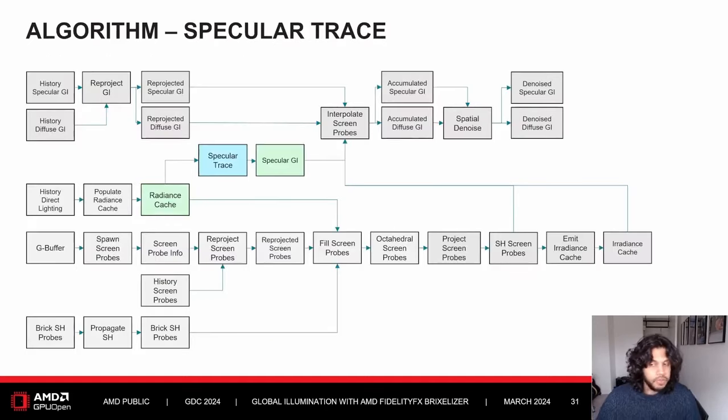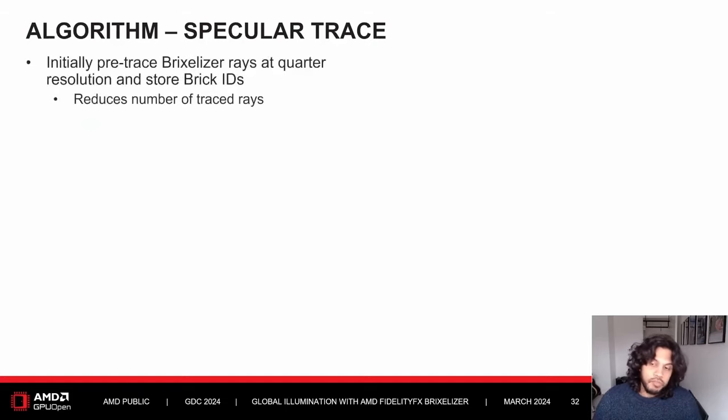Okay, now in this next pass, we are dealing with the specular GI side of things. We start off by tracing rays at quarter resolution and store the brick IDs at the hit points. Since the granularity of the radiance cache is at the brick level, the low resolution trace doesn't really affect quality and greatly reduces the number of rays traced.